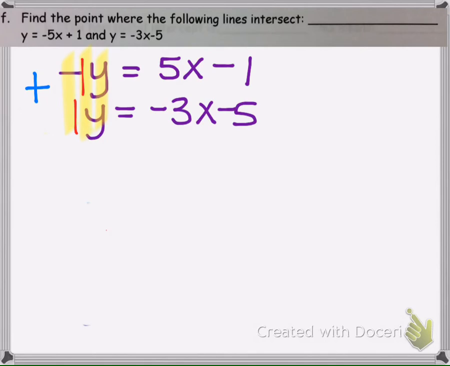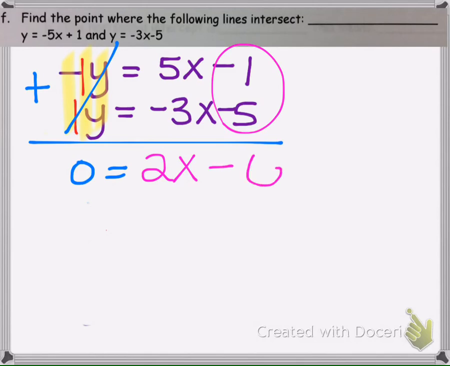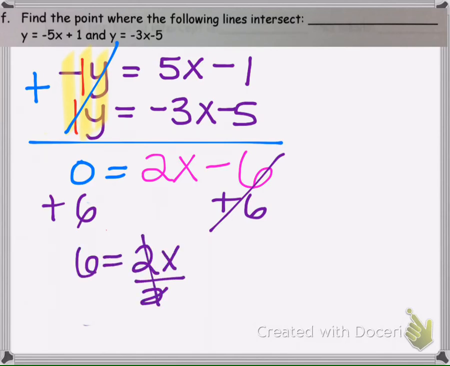So we add them. Here we have 0y, so we have 0 here. Then we have 5x minus 3x, that's 2x. Negative 5 plus negative 1 is negative 6. Now we continue solving, so I'm going to add 6 to both sides. Divide by 2, and we get 3 for x. That's the exact same value we got using the substitution method.